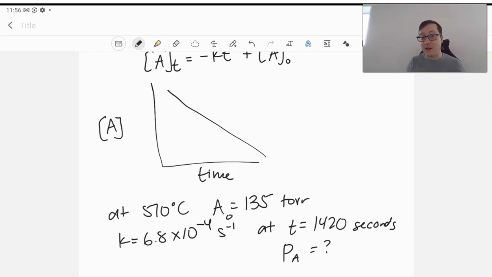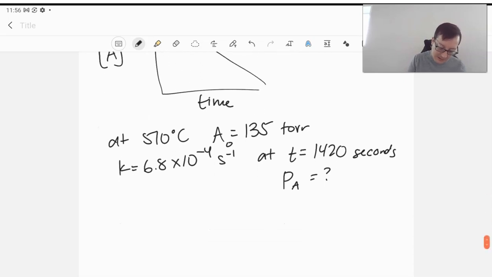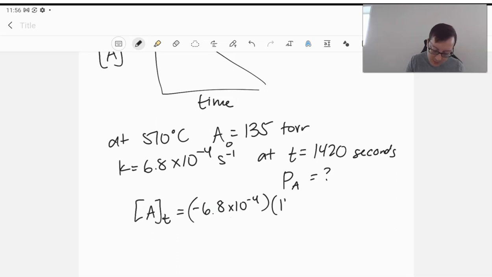We can go ahead and do this. Again, concentration and pressure are interchangeable for gases. This is the same reaction as before, which is a gas-phase reaction. So our concentration at time t, or we can say pressure again, will be equal to negative 6.8 times 10 to the negative 4 times 1420 plus 135. Let's go ahead and do it. We get indeed 134 torr.